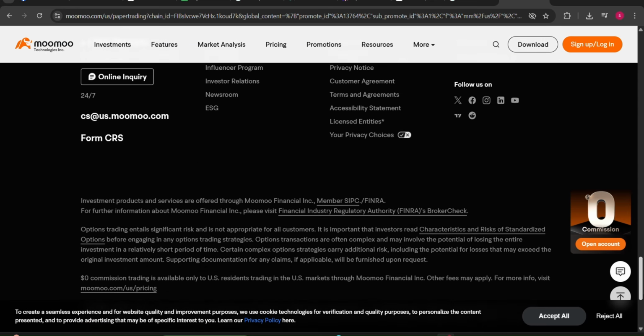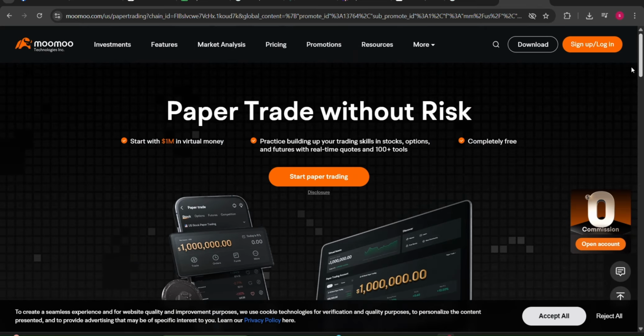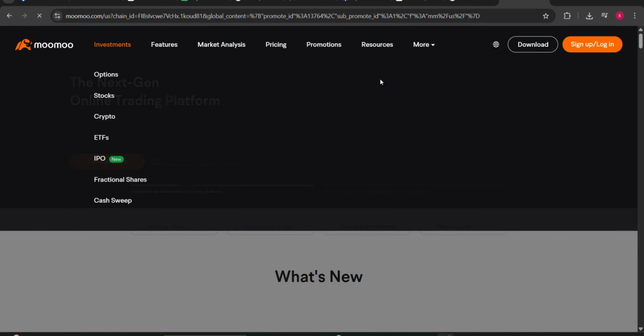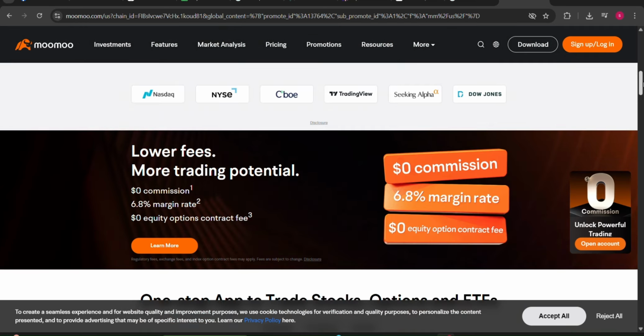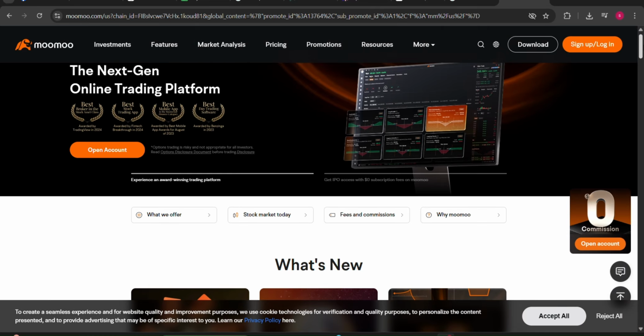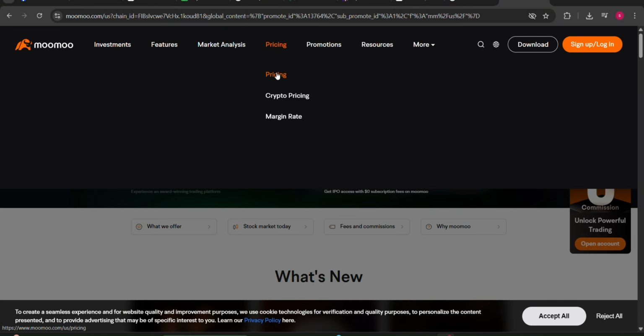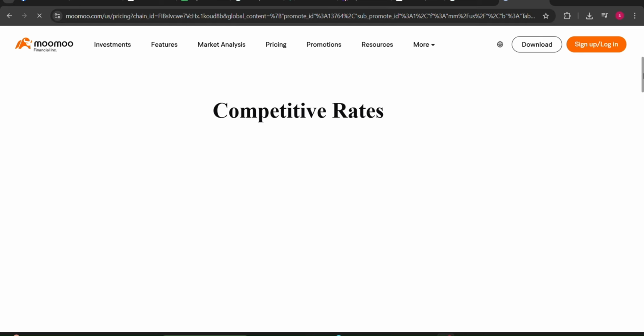So which one should you choose? If you prefer a cleaner layout and want something that feels efficient and easy to navigate, Webull is likely the better match. It's especially strong for options traders and those who want a balanced platform without too much visual noise.